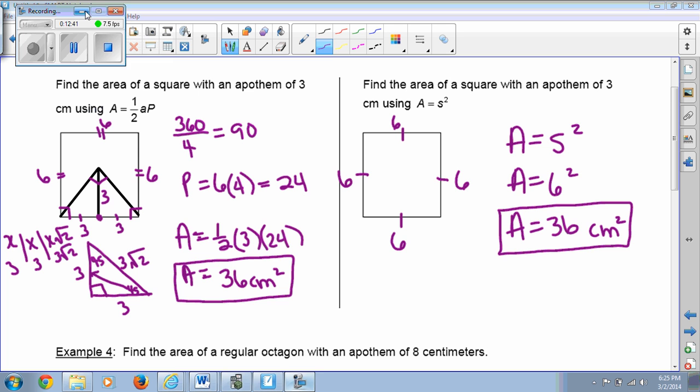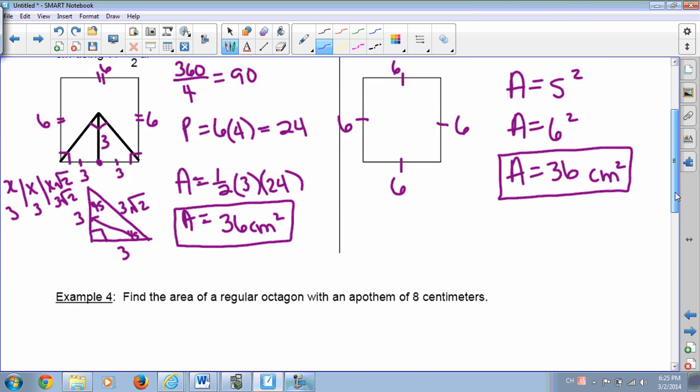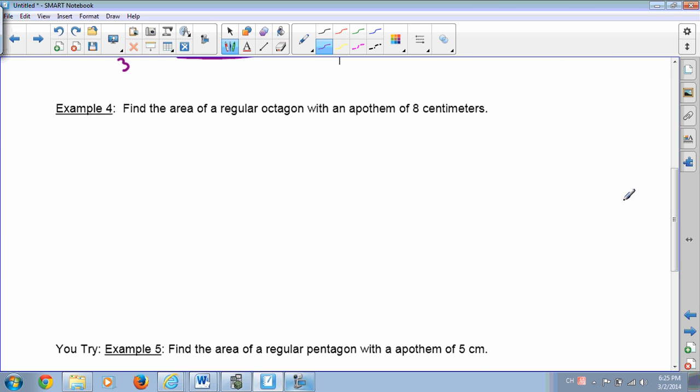Okay, this last example we're going to do, example 4, is extremely important. So I want you guys to really pay attention on this example. This is no longer a simple shape that we're used to working with, like an equilateral triangle or square. This is a regular octagon, and notice we don't have a picture.